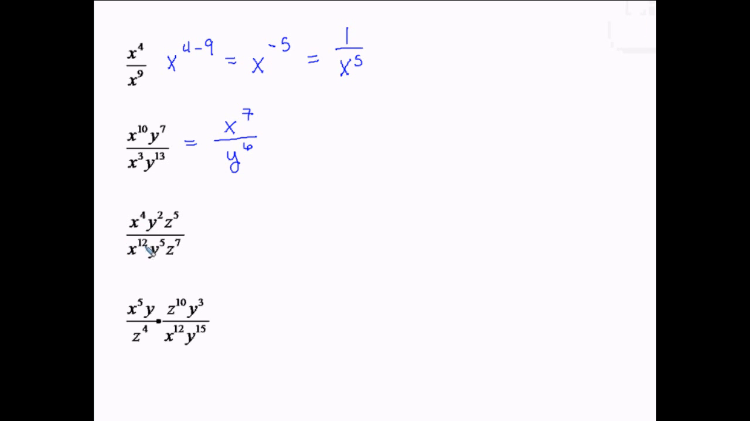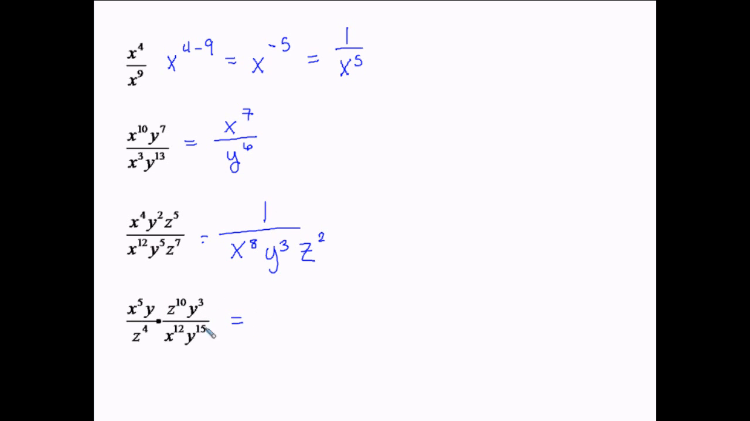The 12 is going to win, right? So I've got an 8 on the bottom. The 5 is going to win, so I have a 3 on the bottom. The 7 is going to win, so I have a 2 on the bottom. When that happens, I can't have nothing up top, so put a 1.